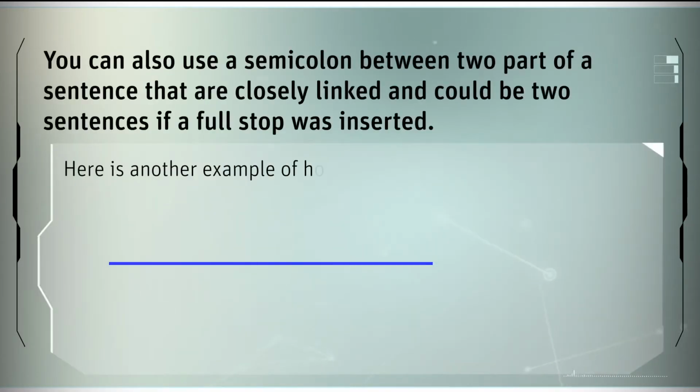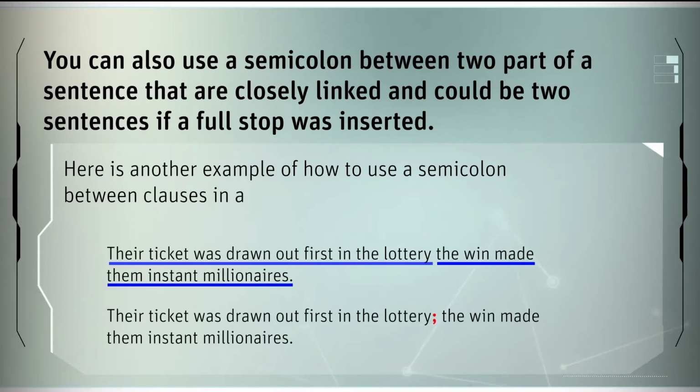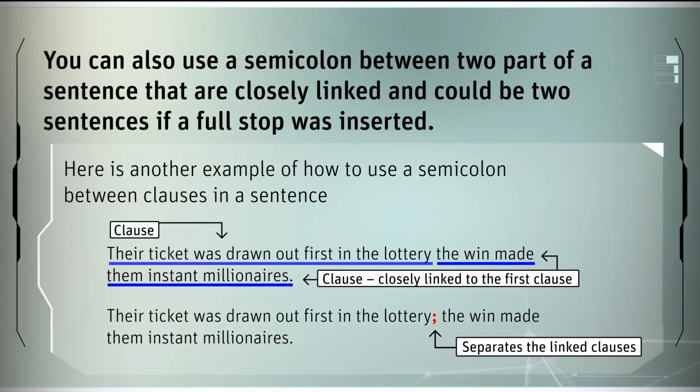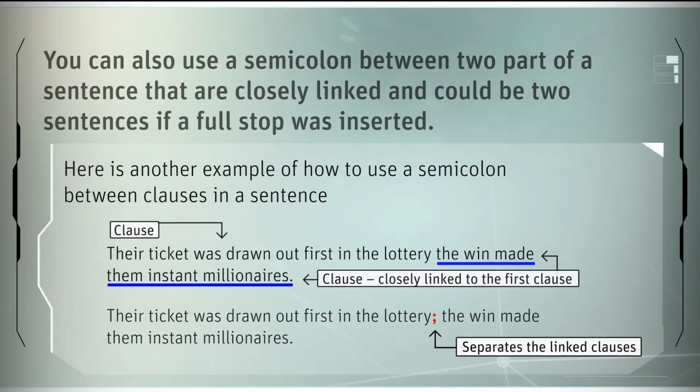Here is another example. The clauses are: their ticket was drawn out first in the lottery, and the win made them instant millionaires. These two clauses are closely linked, so we can use a semicolon. The semicolon should be placed after the word lottery, as this is the end of the first clause.